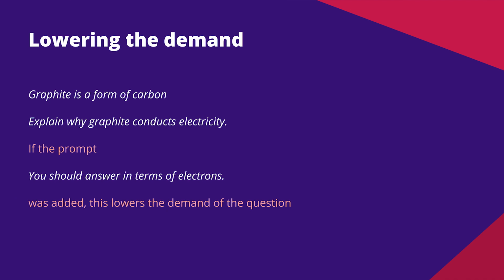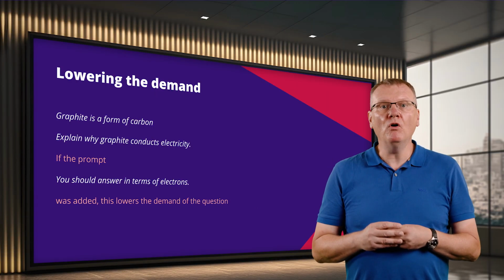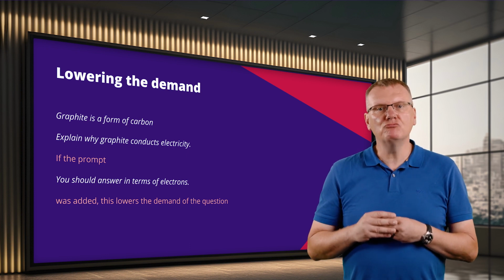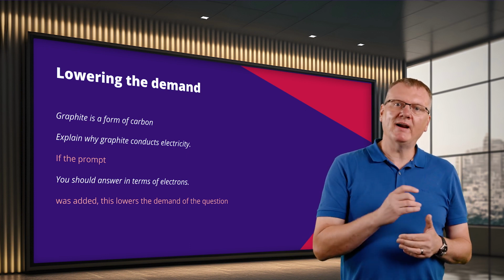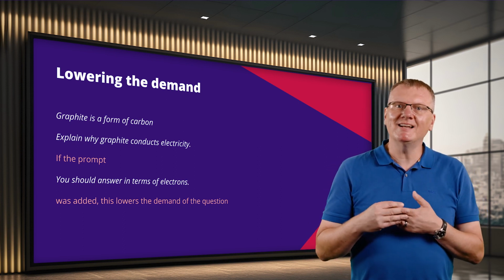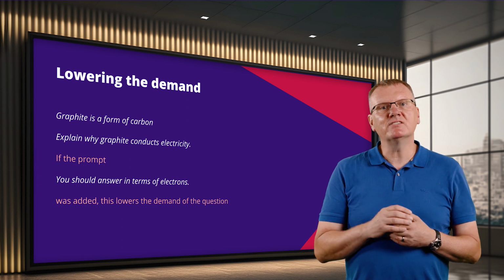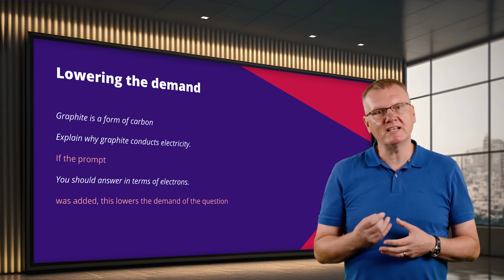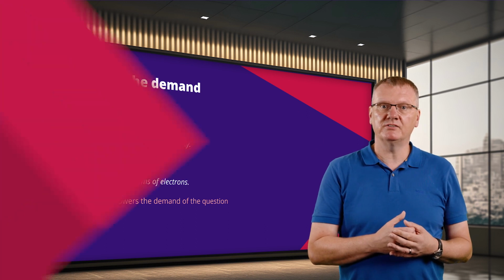The demand of a question can also be lowered by asking it in a slightly different format. This question, which appeared in a 2021 Trilogy higher tier paper, could be eased in demand by adding the prompt, "You should answer in terms of electrons." The prompt clues students more into what they should be thinking and writing about, so makes it more accessible to students of lower ability. The mark scheme would be almost identical, however. The prompt means that the first part of the mark scheme is more accessible: electrons are delocalized.